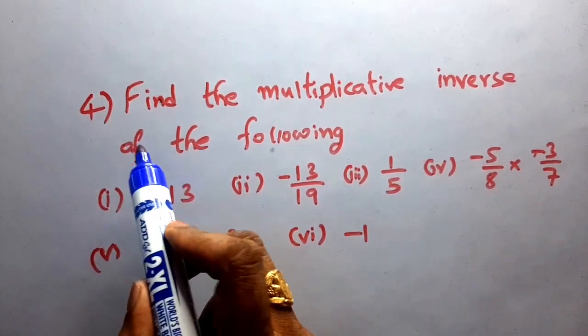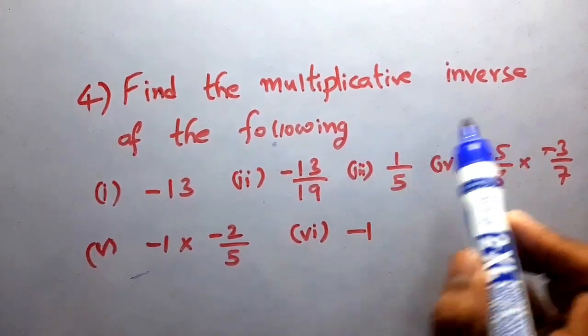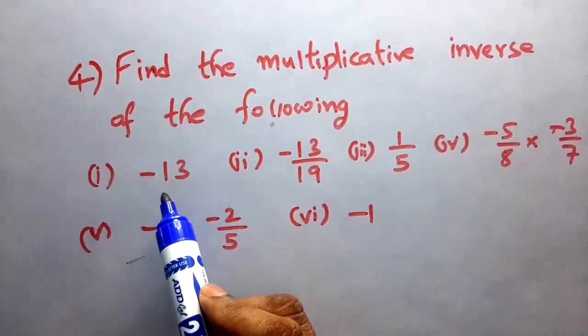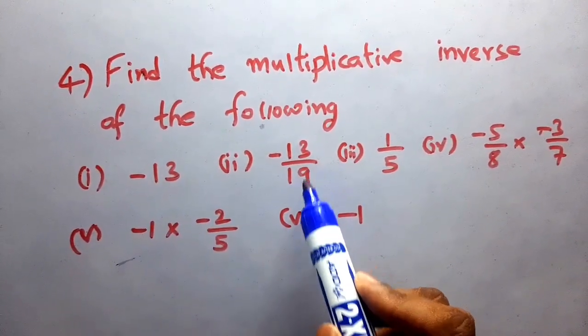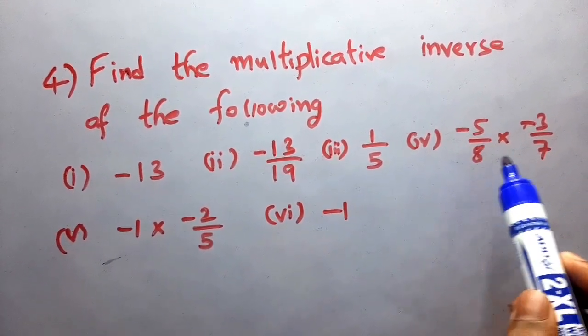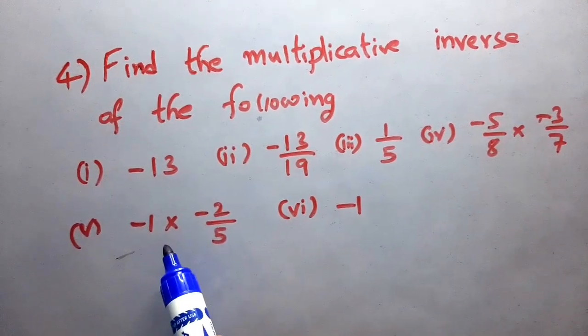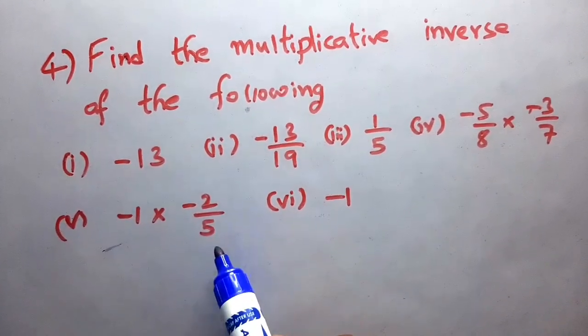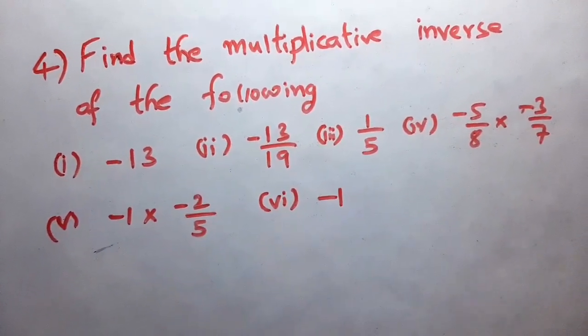See the next problem. Find the multiplicative inverse of the following. First one minus 13, second one minus 13 by 19, third one 1 by 5, fourth one minus 5 by 8 into minus 3 by 7, fifth one minus 1 into minus 2 by 5, sixth one minus 1.